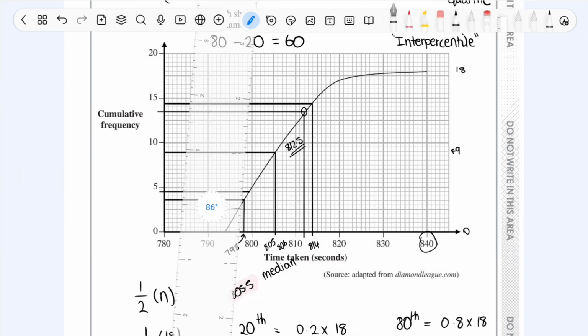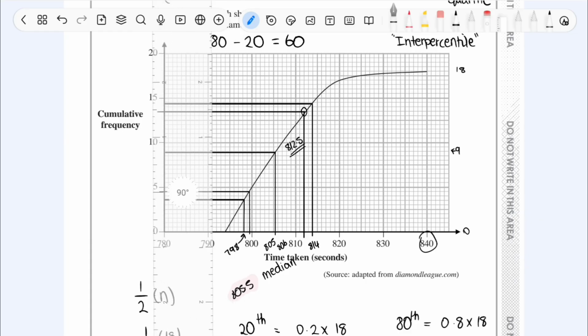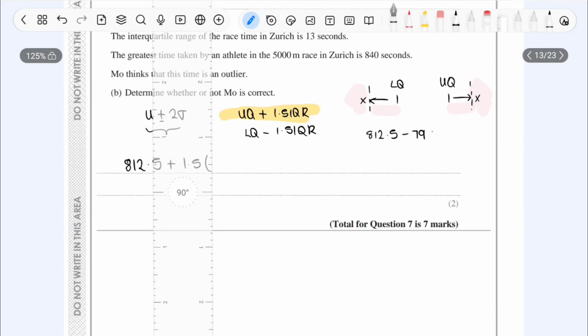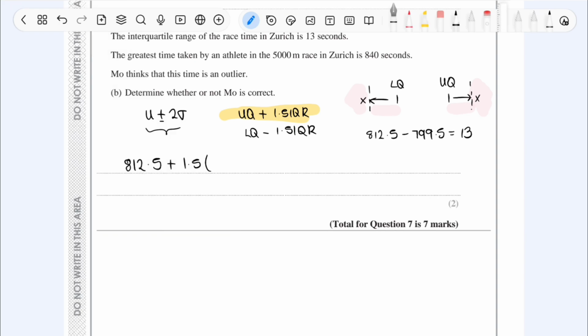Again, it's around halfway through that little square, so it's going to be a point something. So looking at that just by eye, it's 799.5. I'm going to quickly type this into the calculator. 812.5 minus 799.5, and we get 13. So we need 1.5 lots of the IQR, which is 13. I'm going to type this into the calculator now. And you get 832. That's the final answer.